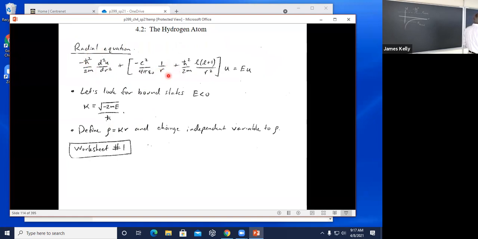Now it's easy right here. r is just the same thing as rho over kappa. So that one's easy, that one's easy. But you've got to think about this derivative. How do I write a second derivative with respect to r in terms of the second derivative with respect to rho?